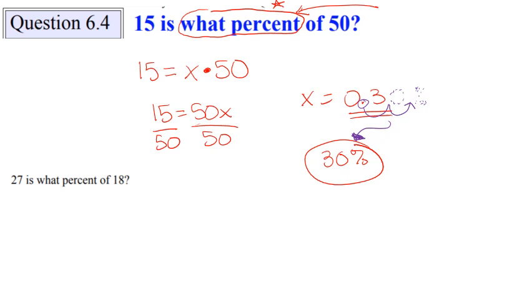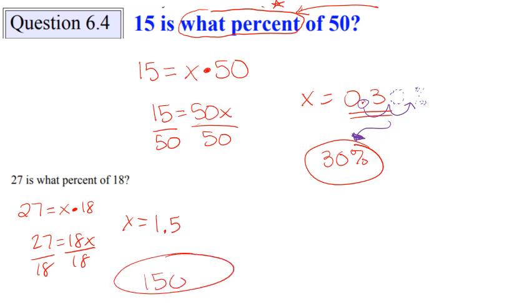All right, so let's try this question here. 27 is what percent of 18? I'm going to write it the way I know how. Divide both sides by 18. And 27 divided by 18, you should show that work off to the side, is 1.5. And so the final answer is going to be 150% because I took the decimal point and I looped it over 2 places to the right.